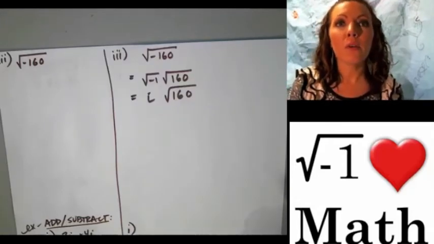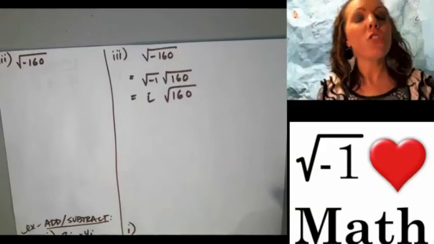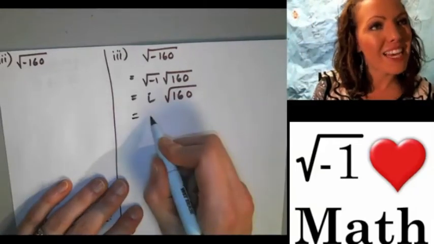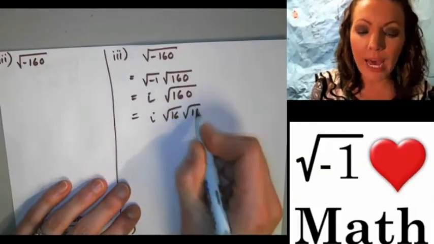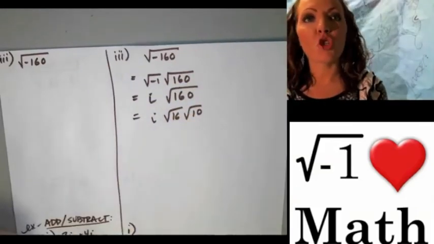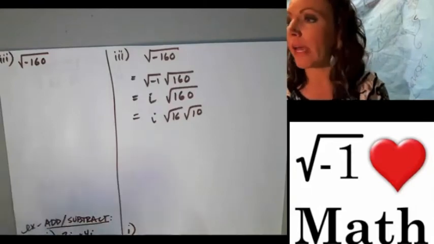We can do the tree. Can I also write it as 16 times 10? That might be a little quicker. You can do the tree if you prefer that, but you like the tree better? No, I like that. Okay. Yeah, this one's a little more direct.